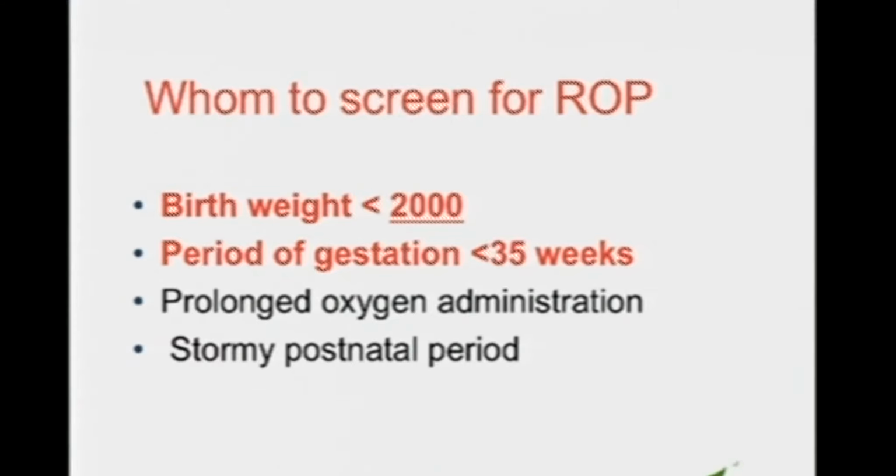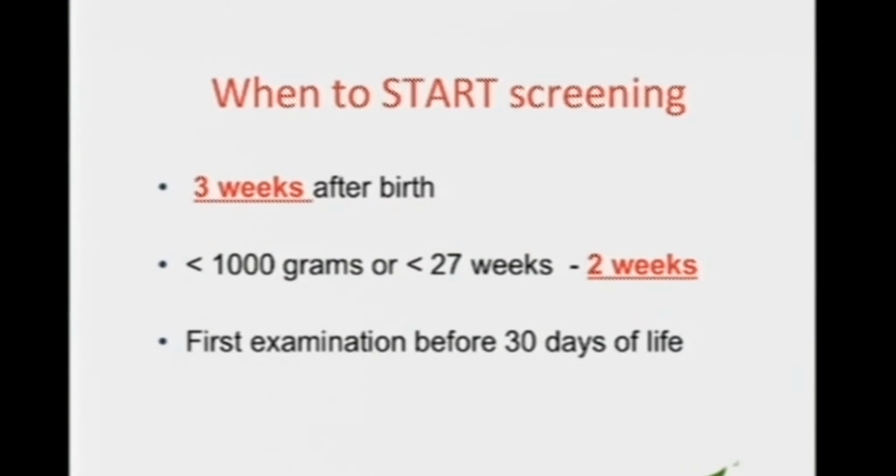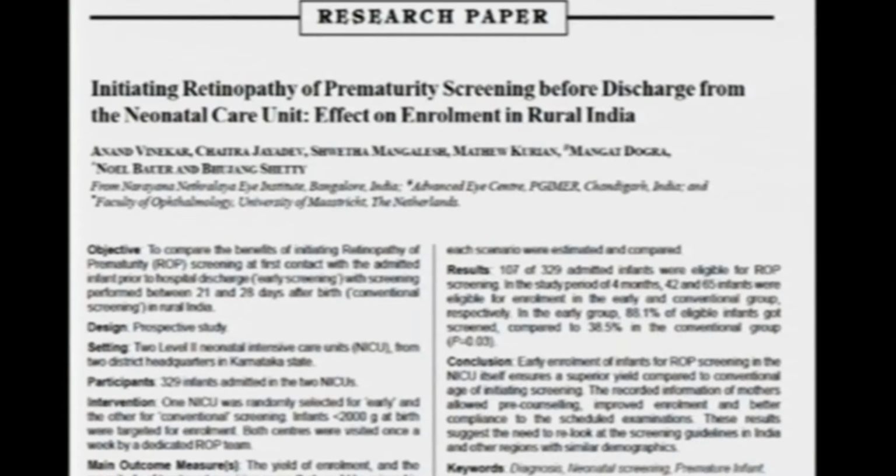It's directly 2000 grams and less than 34 weeks. And although conventionally we want to screen between the third and fourth week, the newer modification to the guideline is you can screen at least once before discharge, because the average NICU stay is just a few days. So expecting a mother to come back between the third and fourth week often misses out.